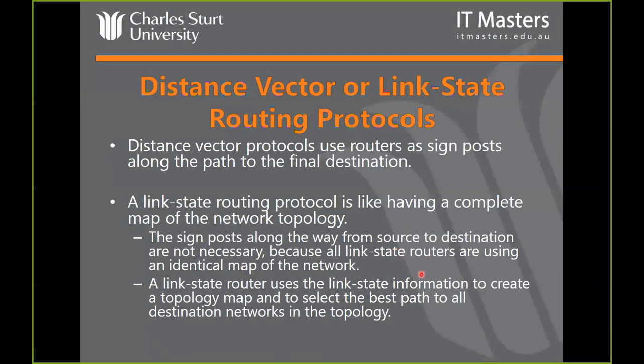Okay, the big picture: distance vector or link state. Basically, distance vector protocols use routers as signposts along the path to a final destination, so each router represents a hop. A link state protocol, however, is like having a complete map of the topology. Whereas with distance vector, you just go from intersection to intersection, or road sign to road sign, to get to your destination, with a link state protocol it's like having a map in front of you. So you can already see where your destination is. You just have to work out the best path to get to it.